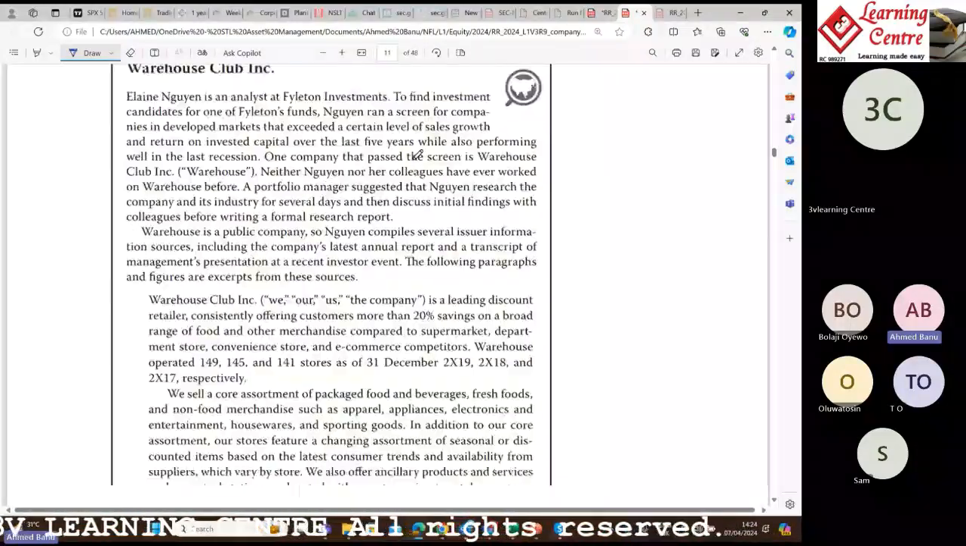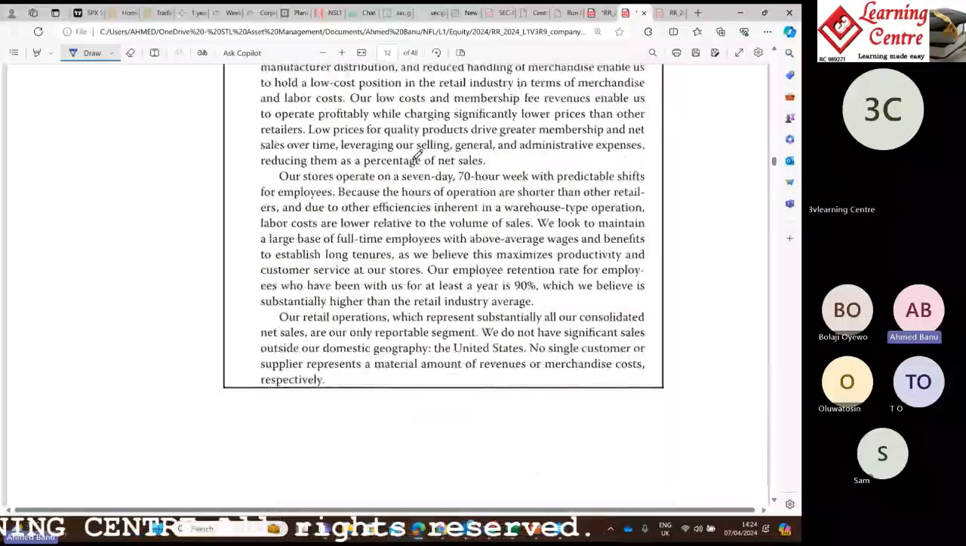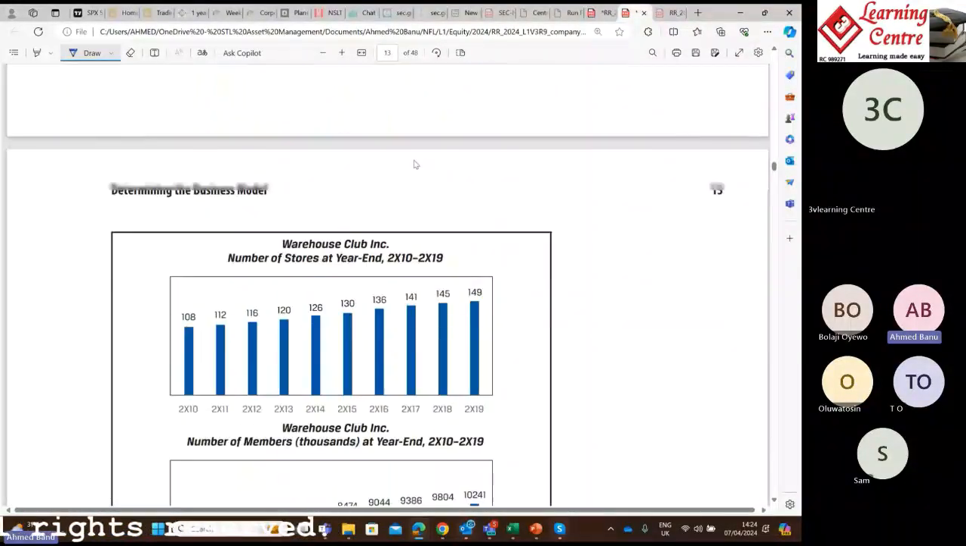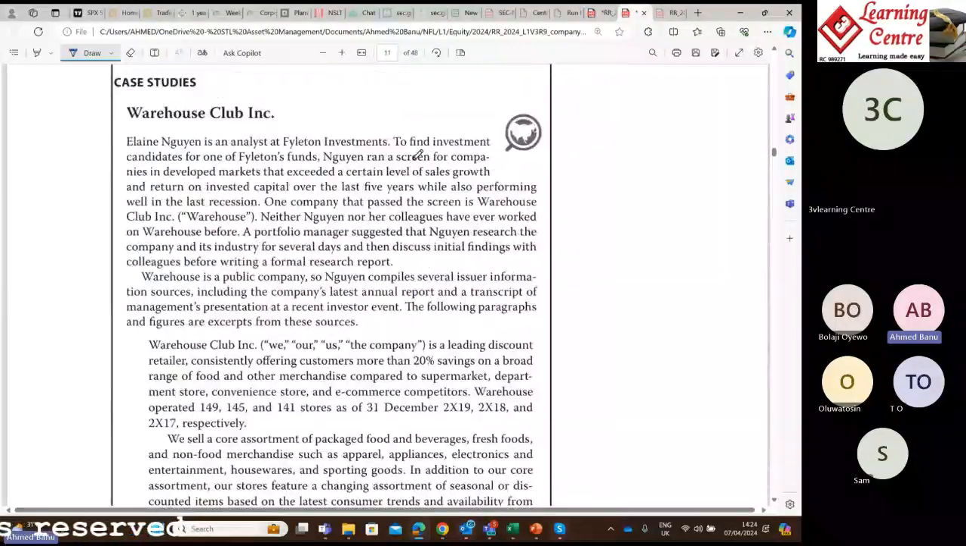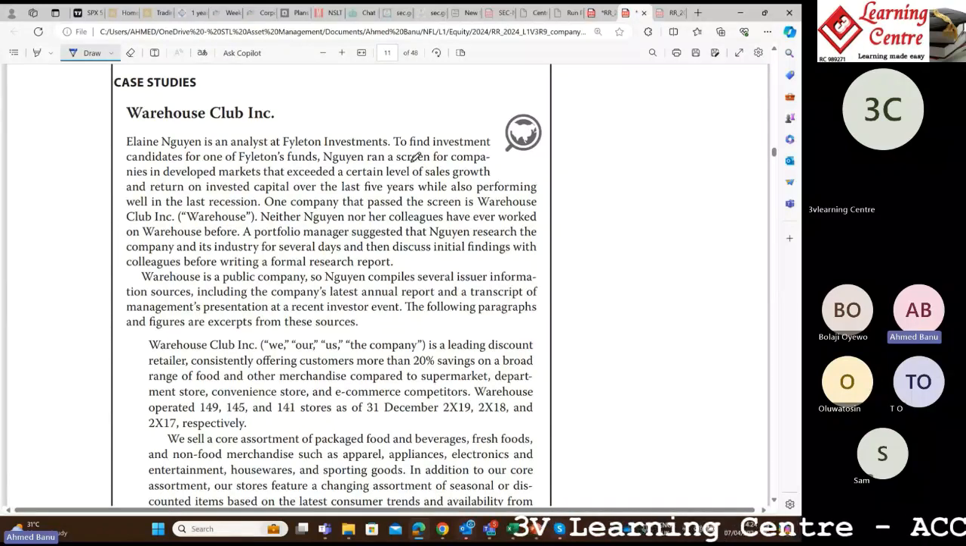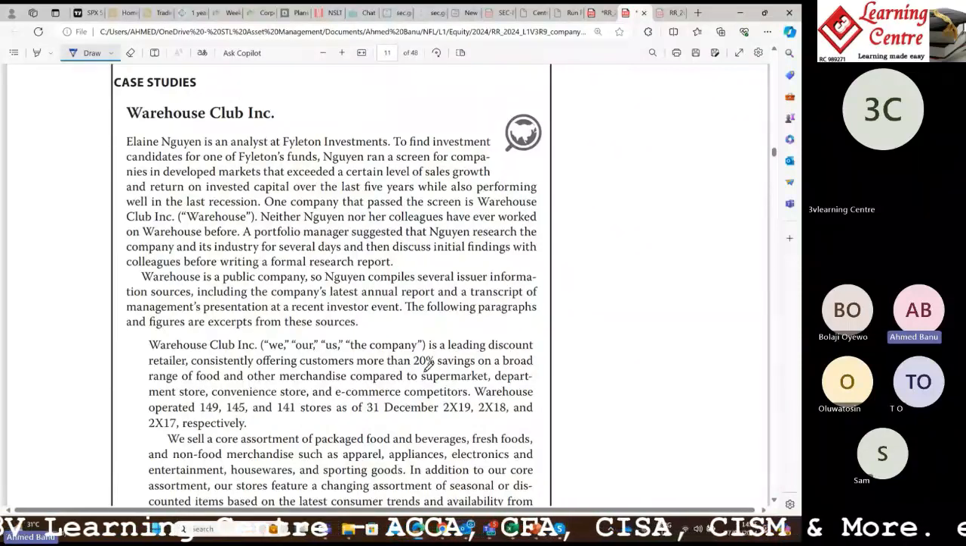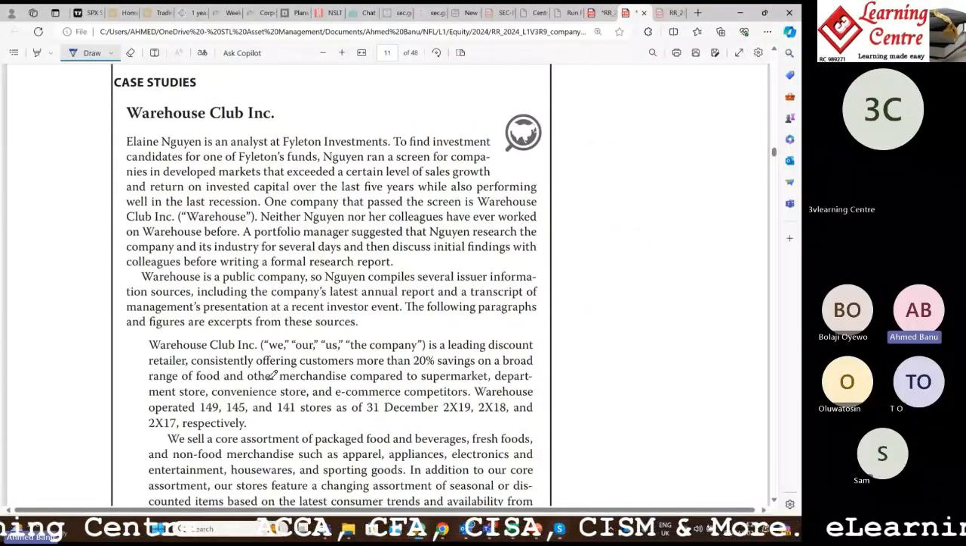So let me just read. It's a lot to read, but you can read it in your own time. It just gives you a brief about what this company, Warehouse Club, is about. Warehouse Club is a public company. Warehouse Club is a leading discount retailer consistently offering customers more than 20% savings on a broad range of food and other merchandise, compared to supermarkets, department stores, and convenience stores.